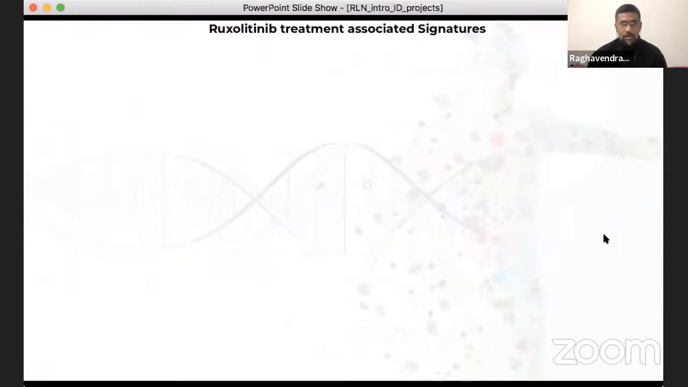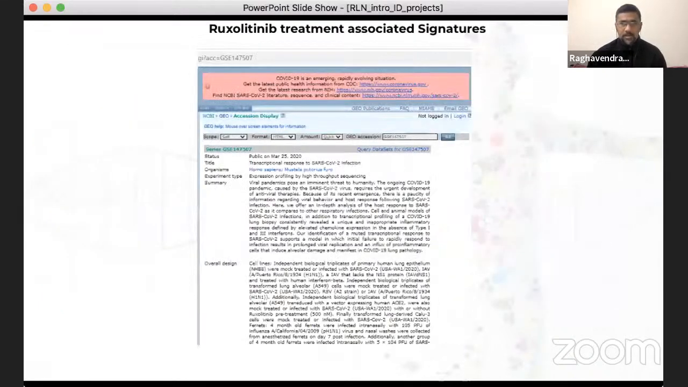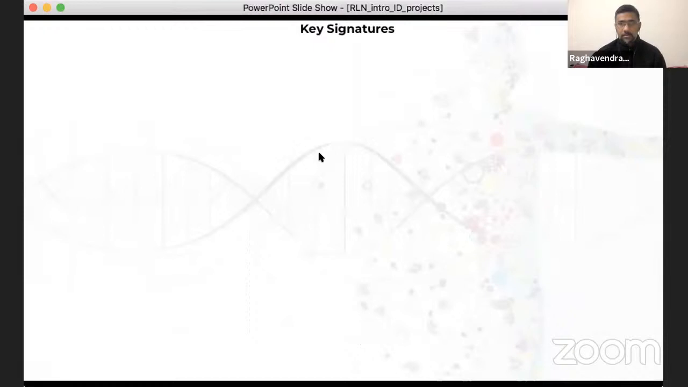Furthermore, we will also learn how we can look for transcriptomics data from patients that are infected with SARS-CoV-2 using public repositories like the Gene Expression Omnibus database, etc. Here, we will explore this data in particular to find important transcriptional signatures that are associated with drug treatments like ruxolitinib, RUX in short.